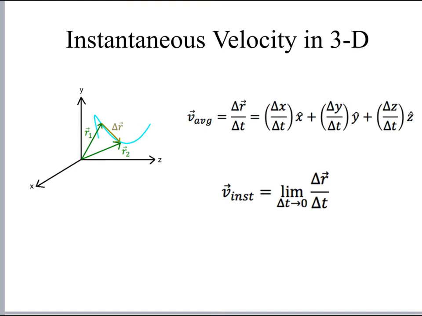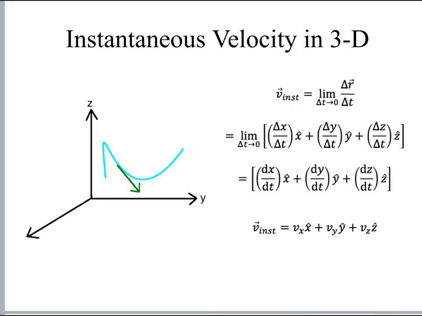Now let's look at instantaneous velocity, because this is really the more important thing that we want to be able to understand and calculate. And so again, we have our average velocity, and we can write that all out, but what we want to do to get the instantaneous velocity is take the limit as delta t goes to 0 of this delta r over delta t. And we know that as we do that, this line here is going to become tangent to the curve at the point of interest.